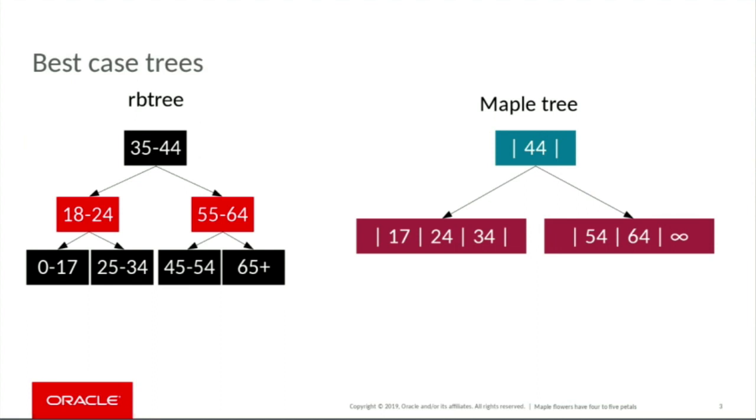We have an rbtree, which is a red-black tree. Red-black trees have certain properties which keep them somewhat balanced. This one is perfectly balanced. You really can't do better than this. And this particular example I have here is a red-black tree which lets you look up an age.